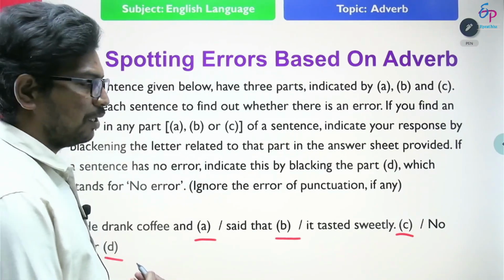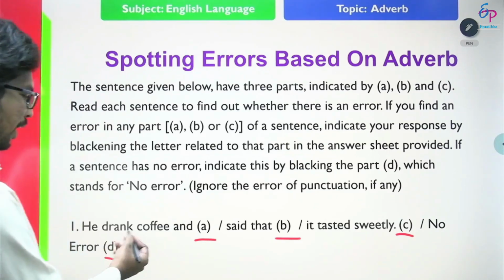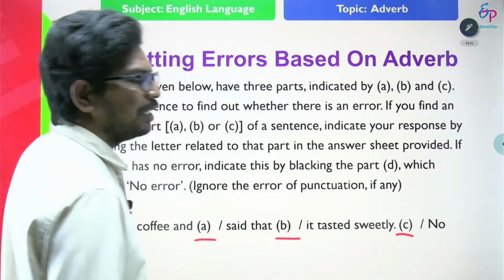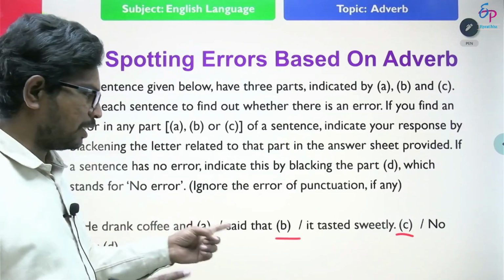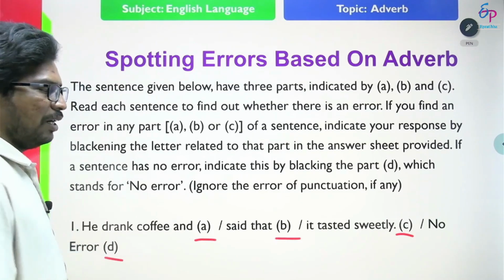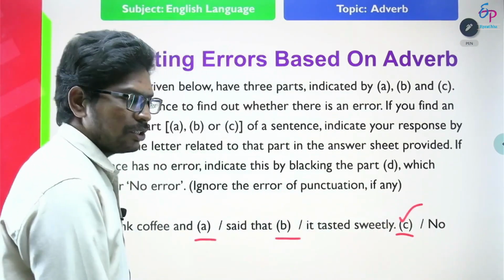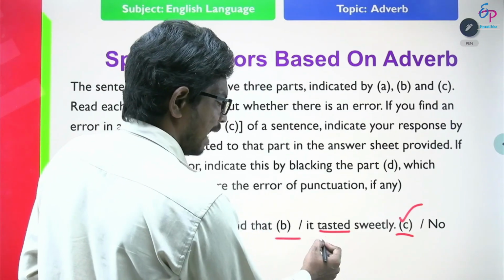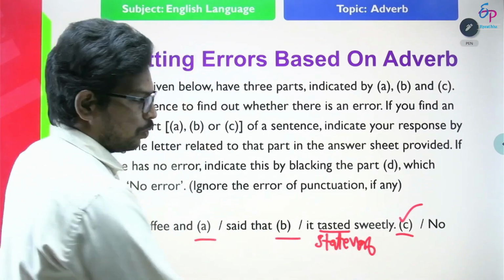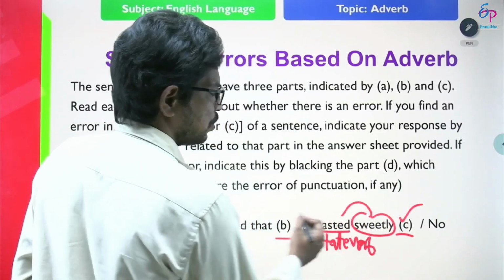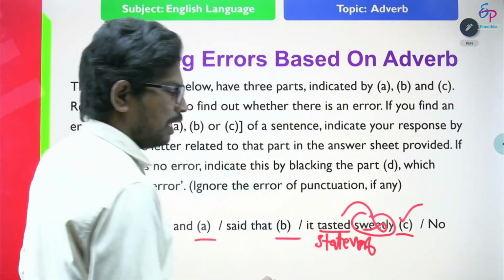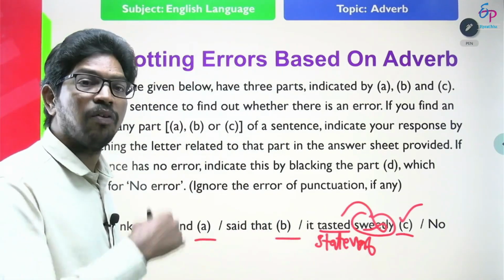Let us read the statement and find out if there is any error in one of these parts. He drank coffee and said that it tasted sweetly. Here we find error at C, because tasted is not an action verb, it is a state verb. State verbs do not denote action. Adverbs cannot modify state verbs, they only modify action verbs. So sweetly is wrong. We use only adjectives after state verbs.